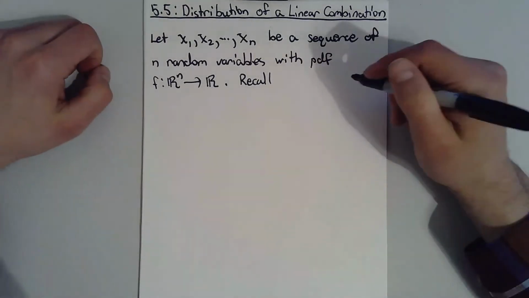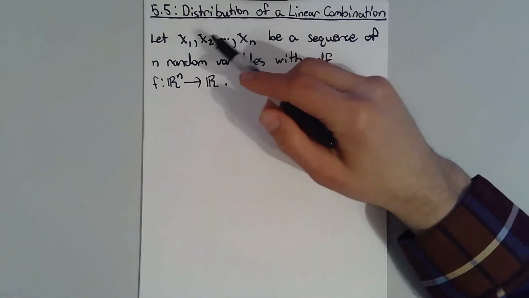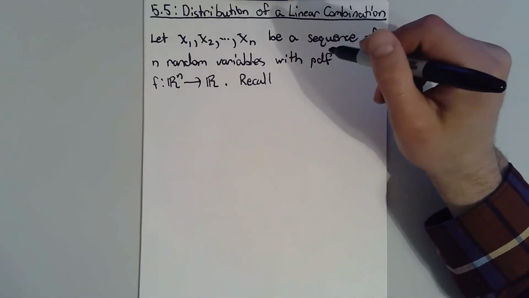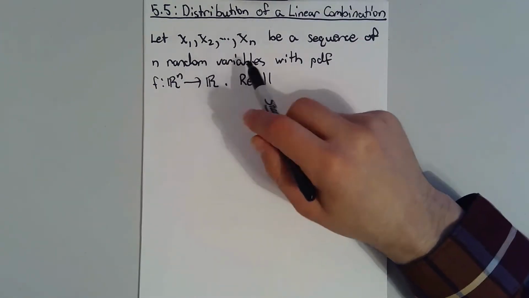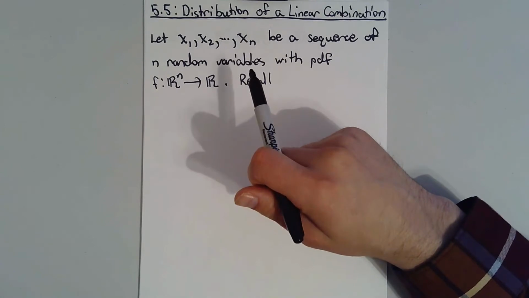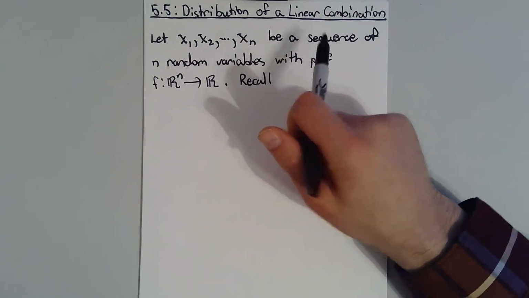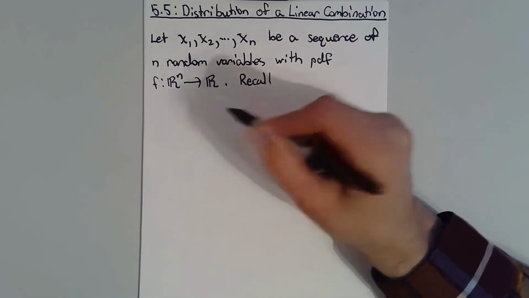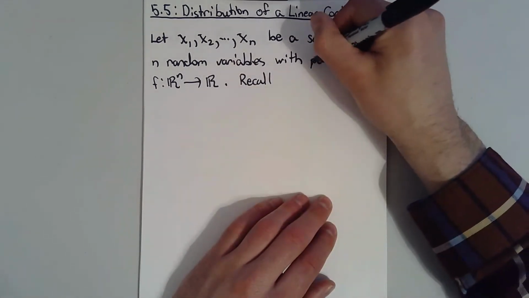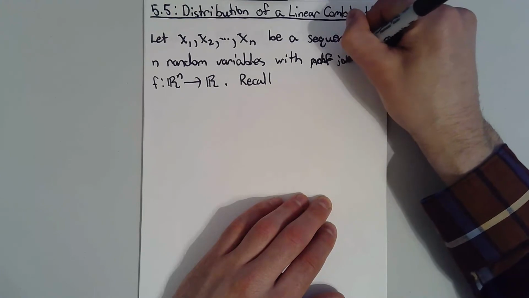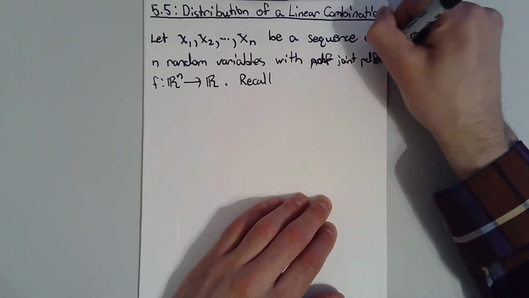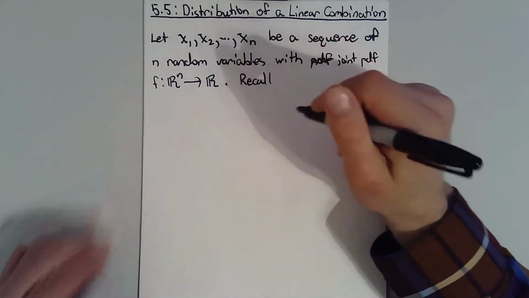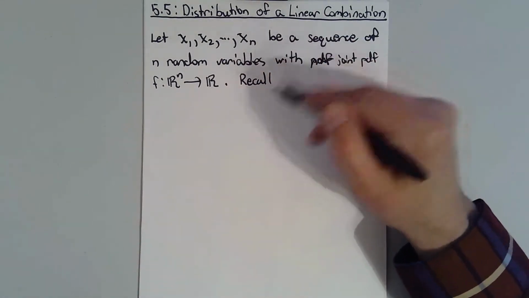Hi there. In this video, we'll be discussing section 5.5, the distribution of a linear combination. Let X sub 1 through X sub n be a sequence of n random variables with PDF given by f going from R^n to R. And that really isn't just a PDF, it's a joint PDF. So this is a joint PDF that relates all the random variables, and it's given like so.